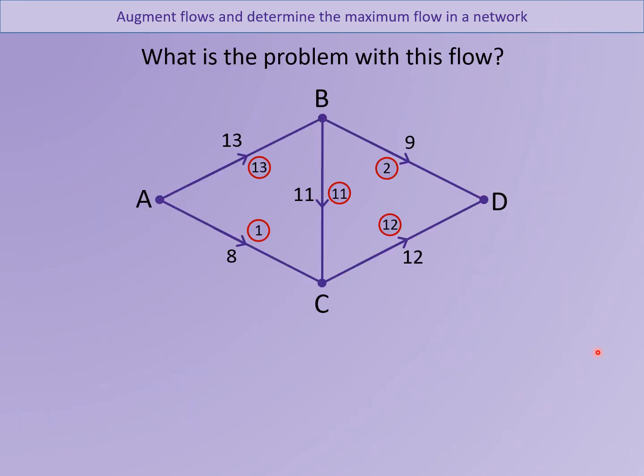Okay, so I'm just going to give you a moment, just have a look at this network. It's a very simple network, as you can see, with just 4 nodes, and just see if you can figure out what's wrong with it. What's wrong with it?